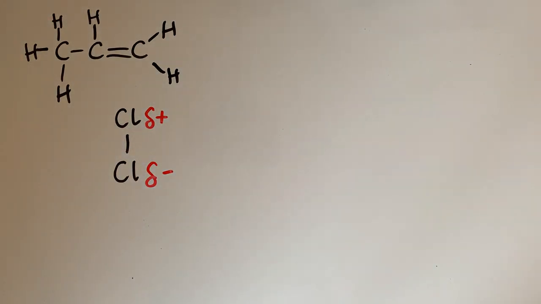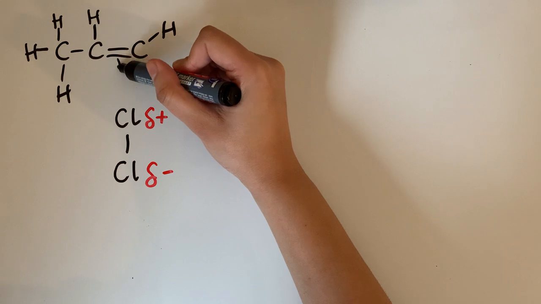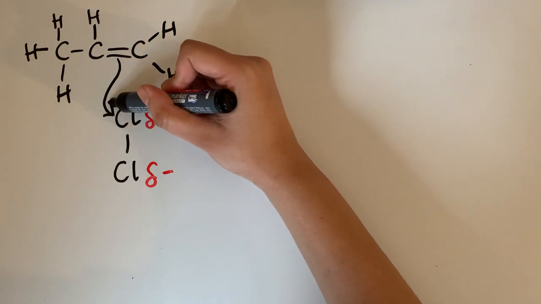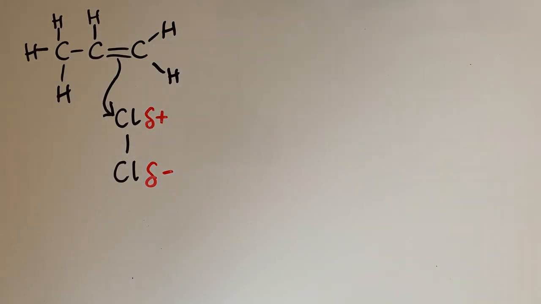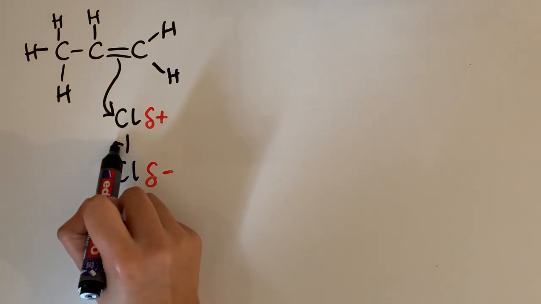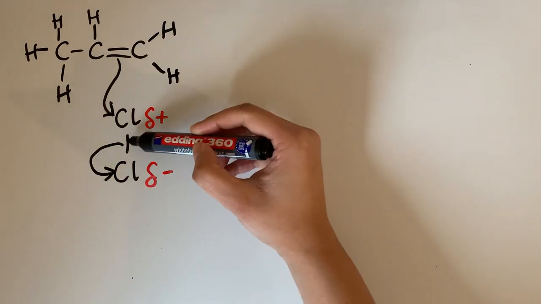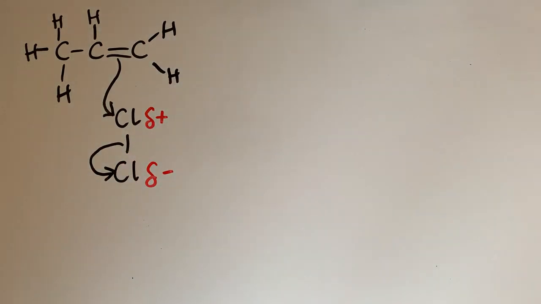You then need to draw a curly arrow. So the curly arrow is always going to start from your double bond, so it's the center of the double bond going to the halogen with the delta positive charge. And then the chlorine-chlorine bond must break, and the curly arrow goes from that chlorine-chlorine bond to the chlorine delta negative.